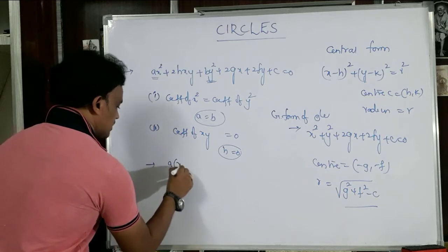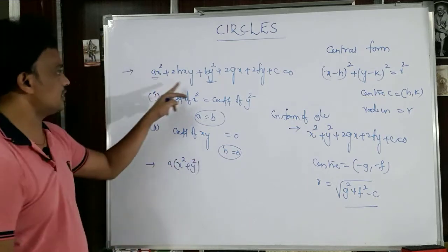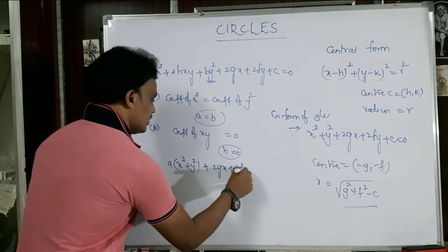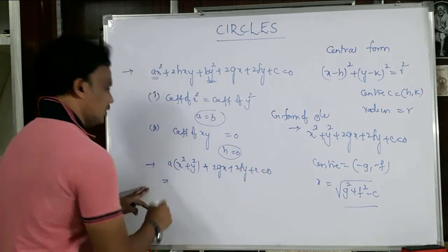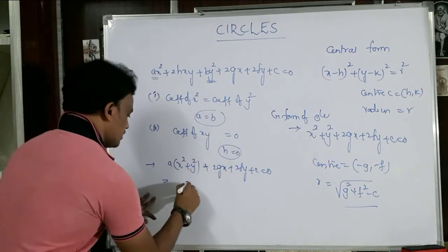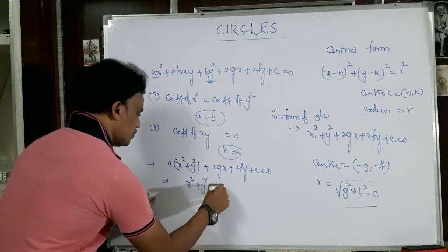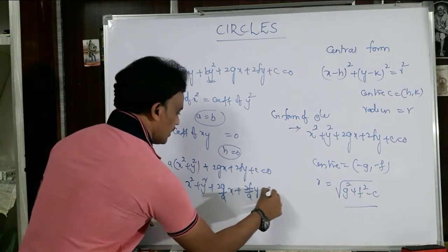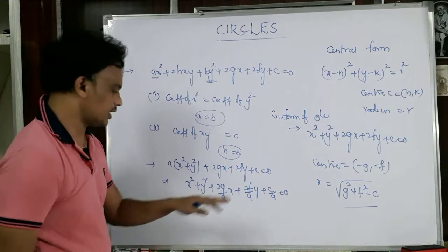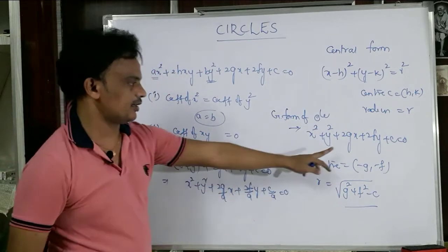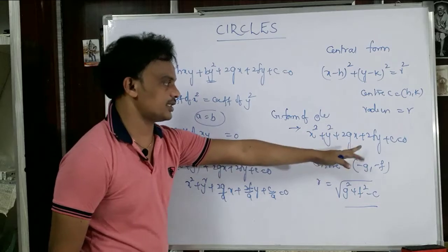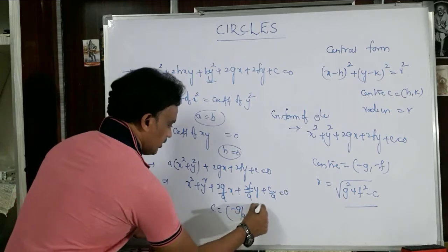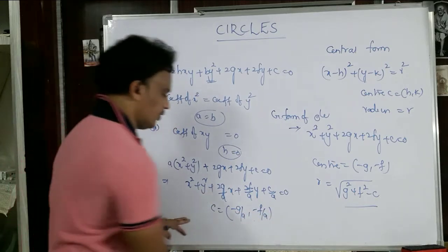By taking these two conditions, what does it become? a equals b, so a of (x square plus y square) plus 2gx plus 2fy plus c equals 0. Transforming it, we get x square plus y square plus 2g by a of x plus 2f by a of y plus c by a equals 0. In that case, what is the center? Minus of half the x coefficient and minus of half the y coefficient, so the center is (minus g by a, minus f by a).